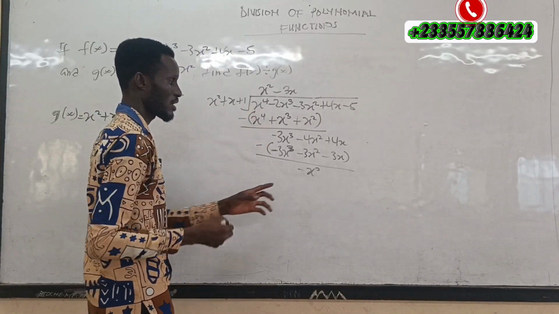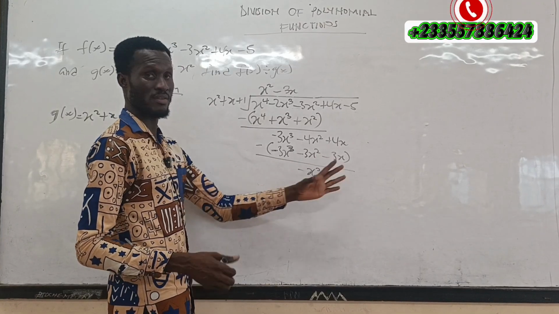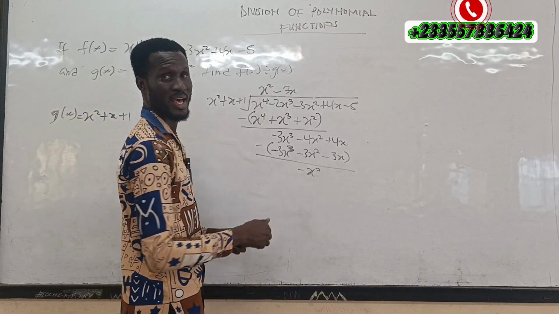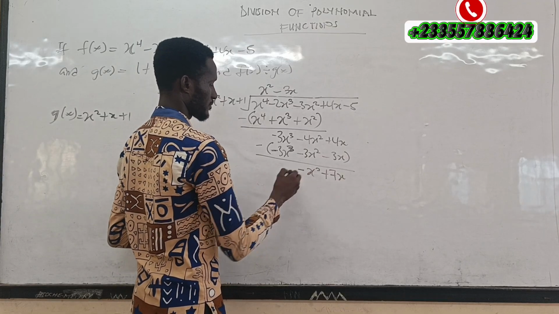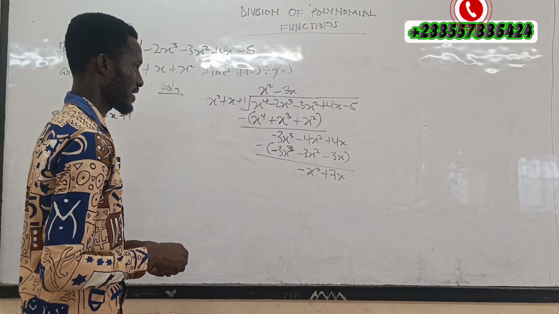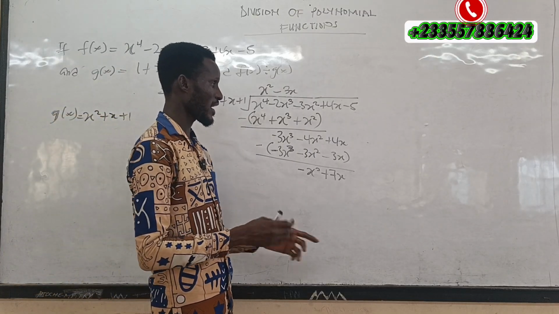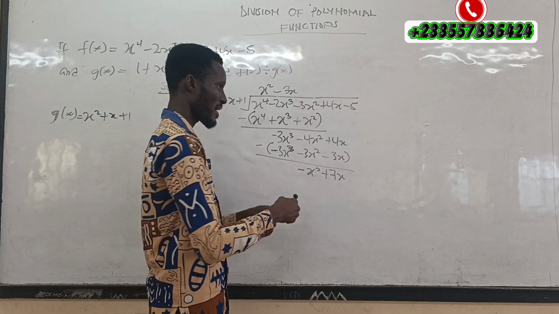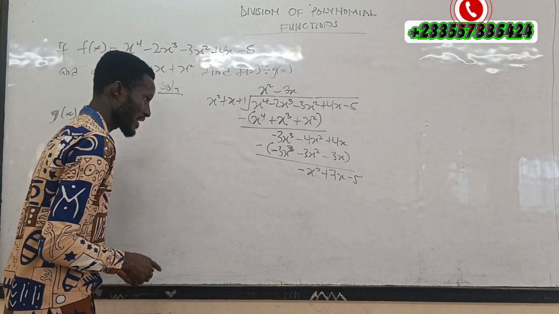Now let's move on. 4x minus minus 3x. This minus and minus will give us plus. So 4x plus 3x will give us what? Will give us 7x. Now at this point, we are done with the subtraction. When you are subtracting, make sure you open your eyes. Now let's drop the last number, negative 5. Then we go through another division again.